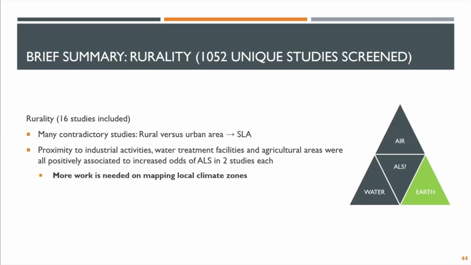And at the end of the day, what were the summary of each? Well, for rurality, it seems like there's many contradictory studies, but those that did find associations were the ones that looked more at stuff that was in the area rather than random designation of rural versus urban. It looks like industrial activities and water treatment facilities and agricultural areas might increase the odds of ALS, but more work needs to be done.